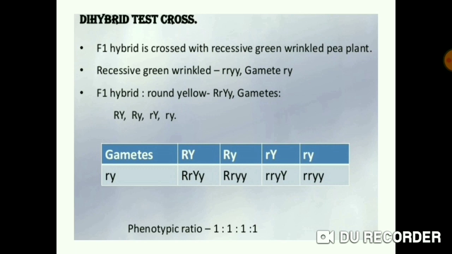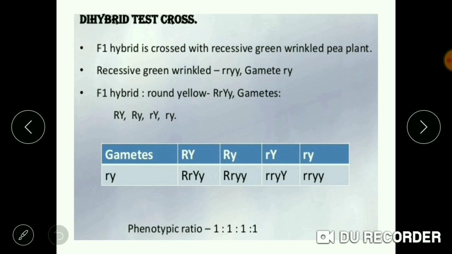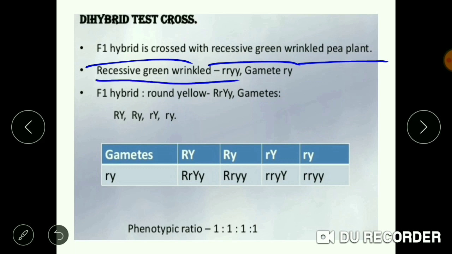Now we move on to the dihybrid test cross. In the dihybrid test cross, the F1 hybrid is crossed with the recessive green wrinkled pea plant, and the recessive green wrinkled pea plant is represented as small r and small y. So the gametes removed are small r and small y, while the F1 hybrid is represented as round yellow, capital R small r and capital Y small y.